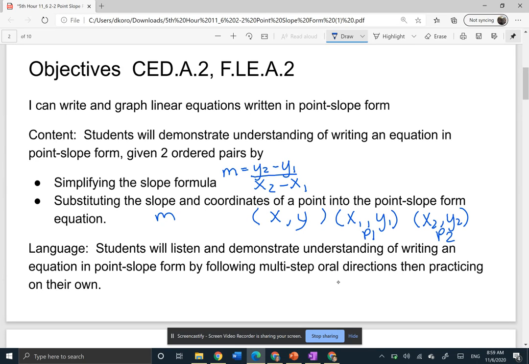In point slope form, this is going to be a different form that we're going to learn about today, okay? And this form is going to be y minus y sub 1 is equal to m times the quantity x minus x sub 1. Okay, our language objectives are students will listen and demonstrate understanding of writing an equation in point slope form by following multi-step oral directions and then practicing on their own. All right, let's begin.